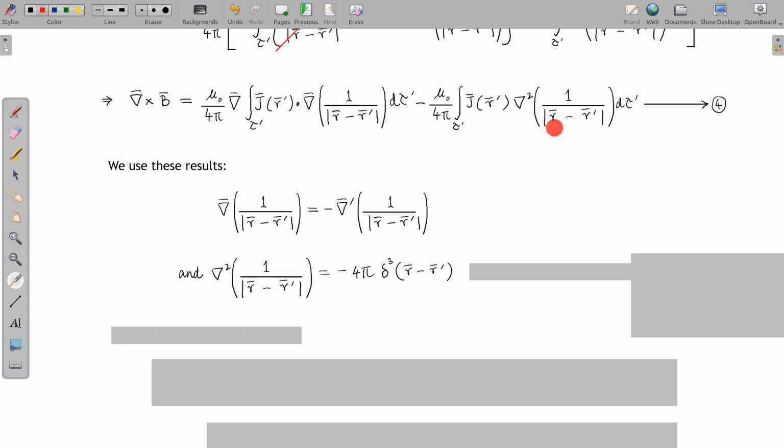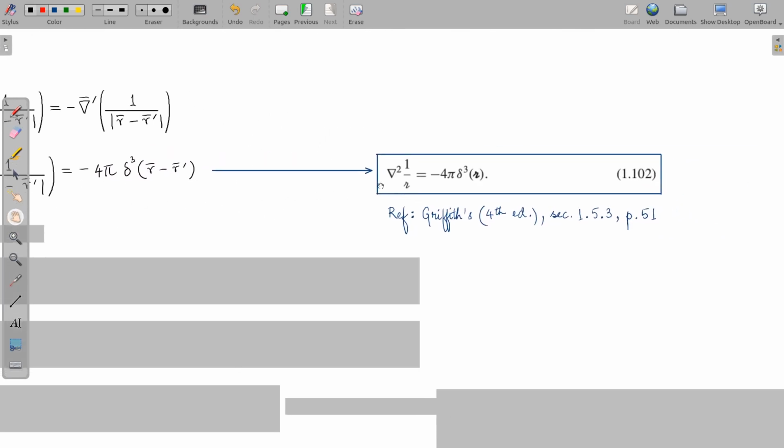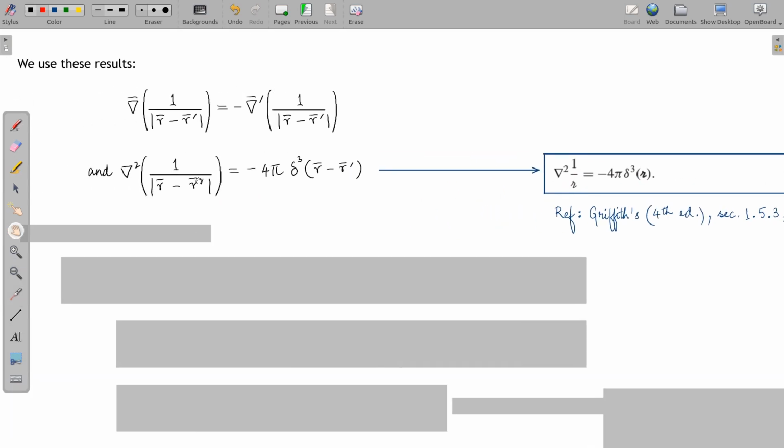The second result will help us write this Laplacian in terms of the three-dimensional Dirac delta function. The Laplacian of 1 by modulus r minus r prime is equal to minus 4 pi delta cube of r minus r prime. You can again refer to Griffiths for this particular expression. Griffiths uses this stylized r to represent the separation vector, r minus r prime, so that's what I have done here. This is the same expression.